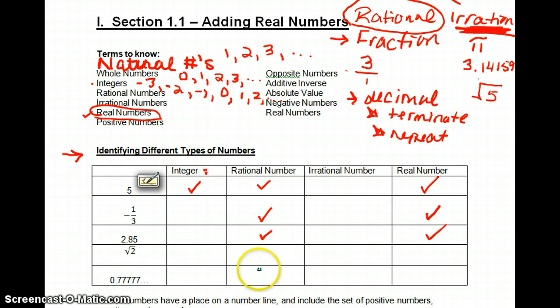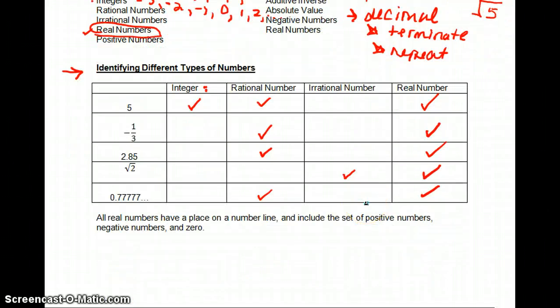The square root of 2. The 2 is not a perfect square, so if you were to evaluate the square root of 2, you would get some crazy decimal that goes on and on and on forever with no pattern. It's irrational, it's a crazy number, but it's also real, so we'll keep it. And then lastly, we have the number 0.77777. That's repeating. That's rational and real. Hopefully you were able to fill in that chart. If you have any questions about what those words are, just let me know.